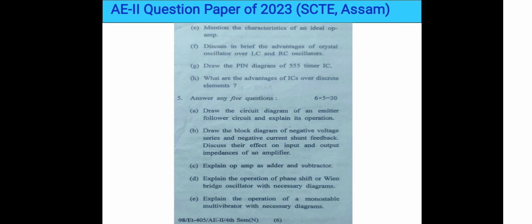So these are the questions of question 4. Here in question 5 also, you have to write any 5 questions, and each question carries 6 marks, total 30 marks. Earlier there were 15 and now it is 30, so the total is 45 marks. So these are the questions of question number 5.